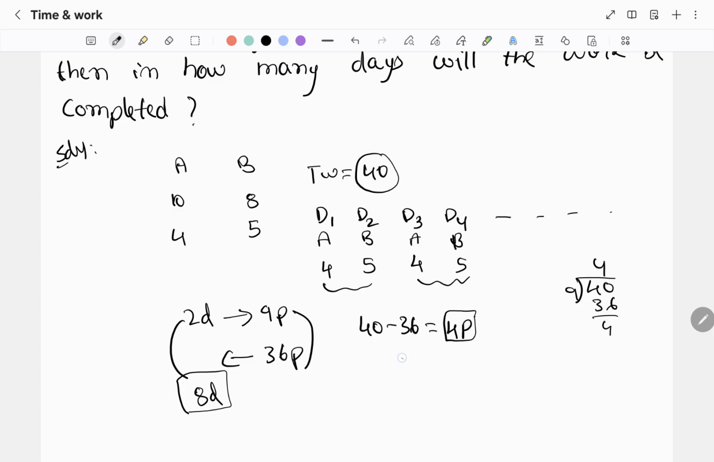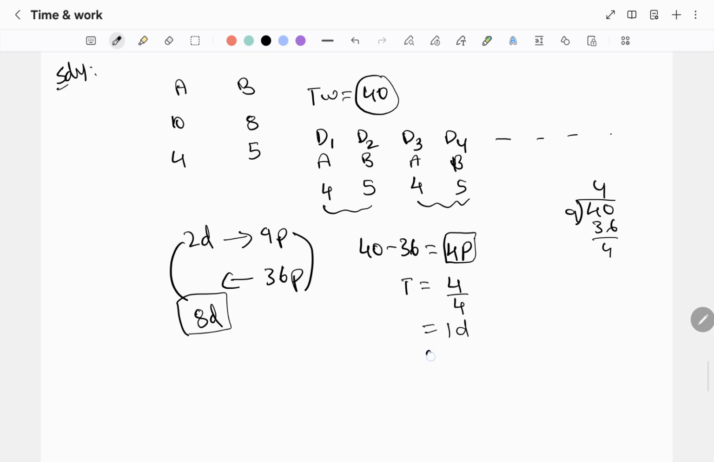So A will complete in time is equal to work by A's efficiency, which is 4. So 1 day means 8 plus 1, total 9 days. In 9 days the work is going to be completed. Hope you understood this method.